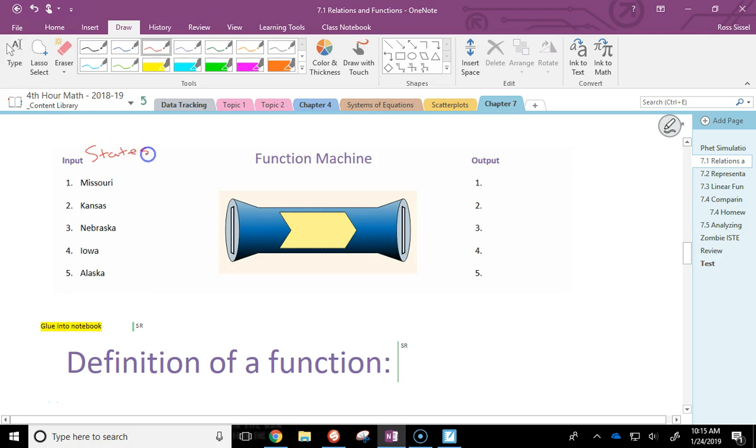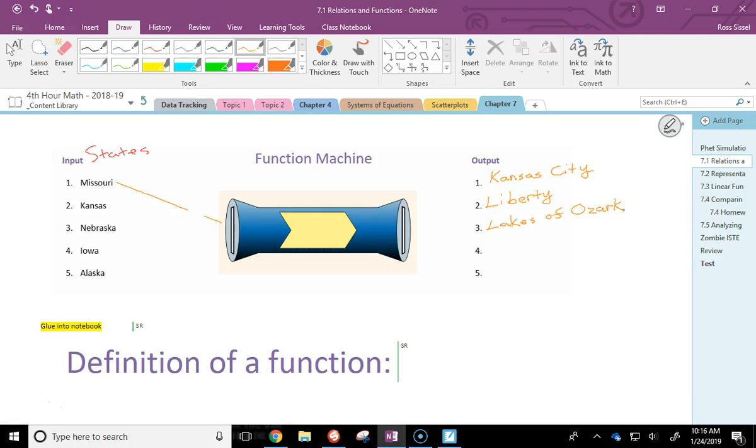But what if I did this? I put in Missouri, and let's say Kansas City came out. What if Liberty came out? What if Lakes of the Ozarks? So I put Missouri in, and Kansas City came out. Liberty came out. Lakes of the Ozarks came out. What could be the little transition? What could be happening when I do my input?